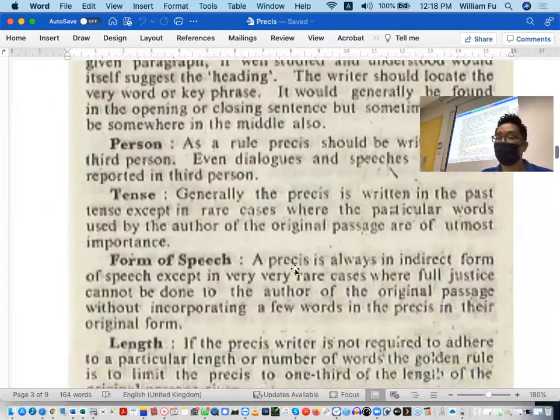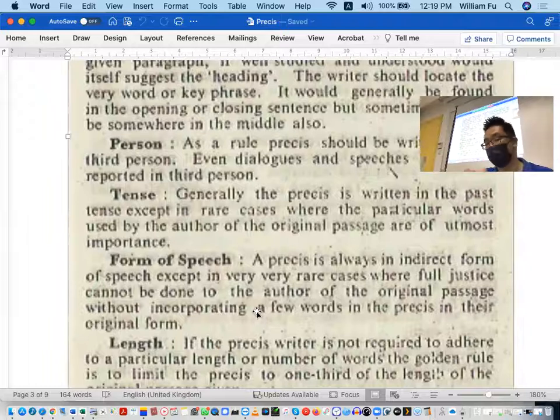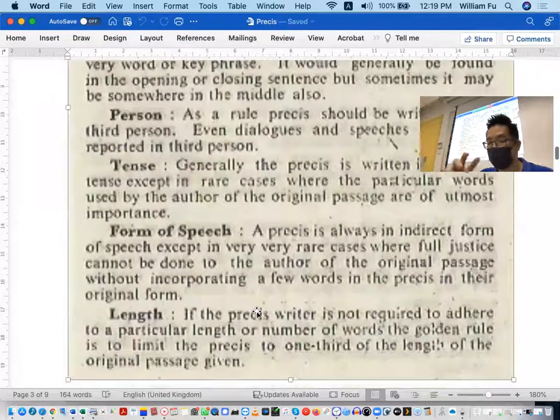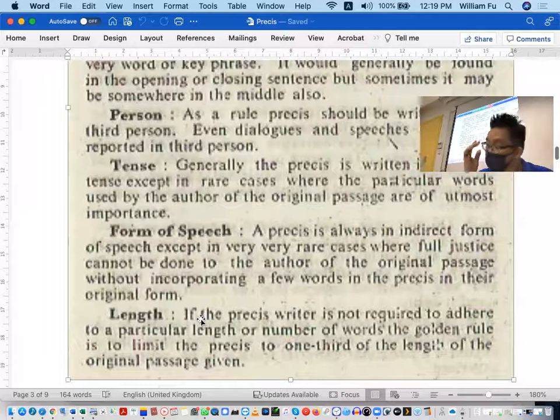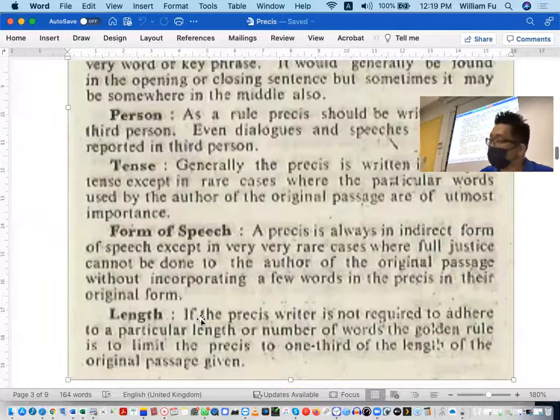And then form of speech. A precis is always in indirect form of speech, except in very rare cases where full justice cannot be done to the author of the original passage without incorporating a few words in the original form. That's why you shouldn't copy. You need to use your own words to summarize the ideas. Names, unless it's really necessary. Yes, you can borrow single words, because if they talk about fuel, coal, power, then you have to use these words.